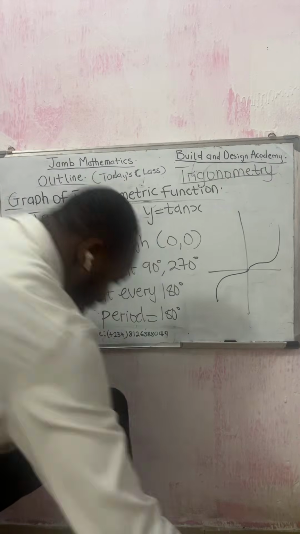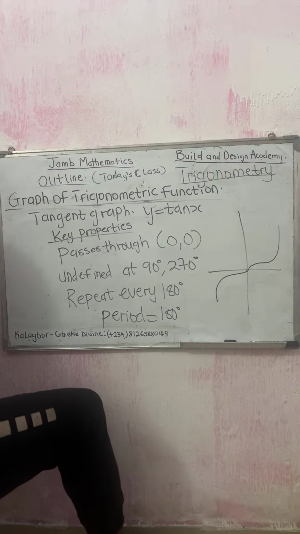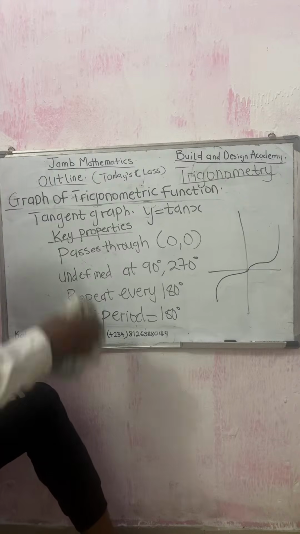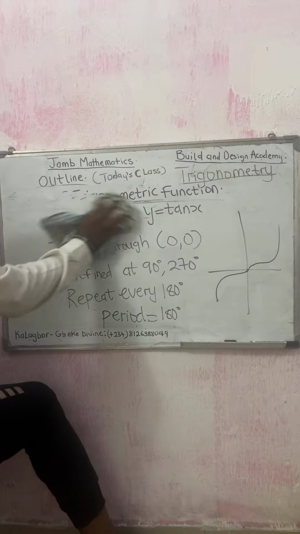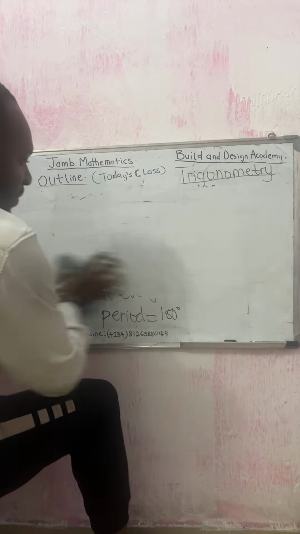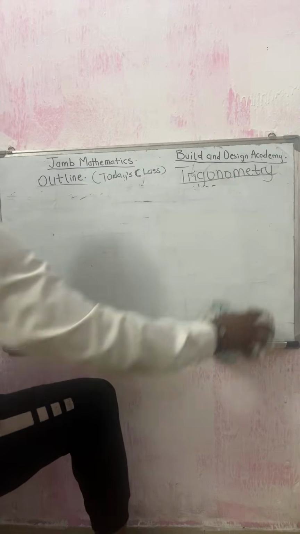So now let us look at the very basic sine rule. And let's also look at the basic cosine rule. Once we look at those two, we are done for today. Basic sine rule and basic cosine rule.